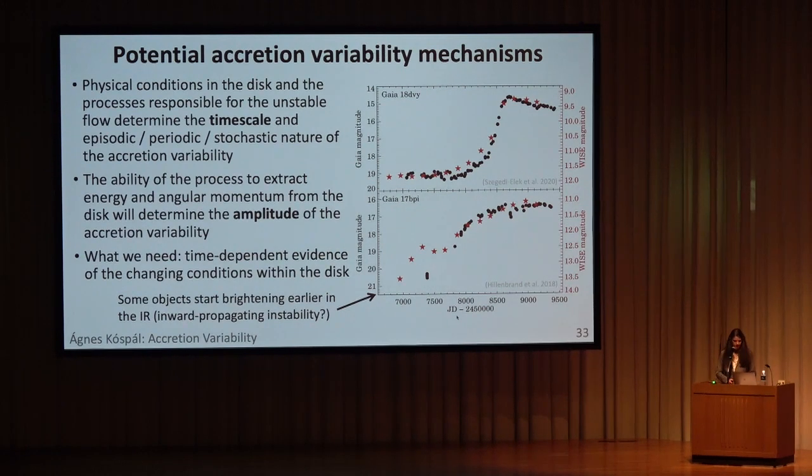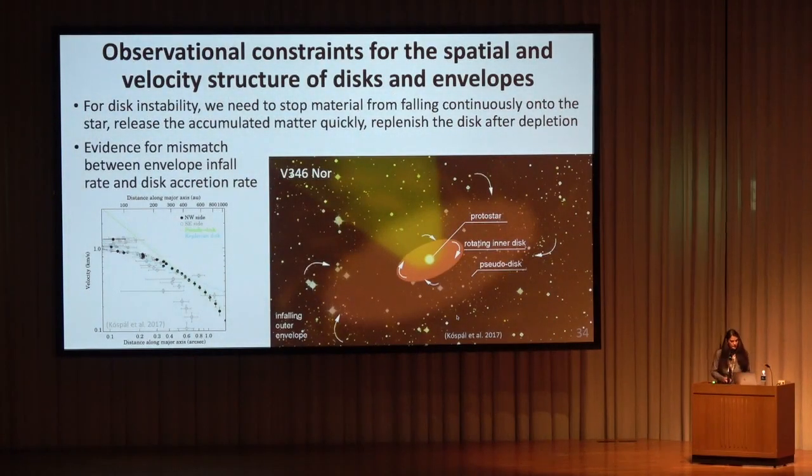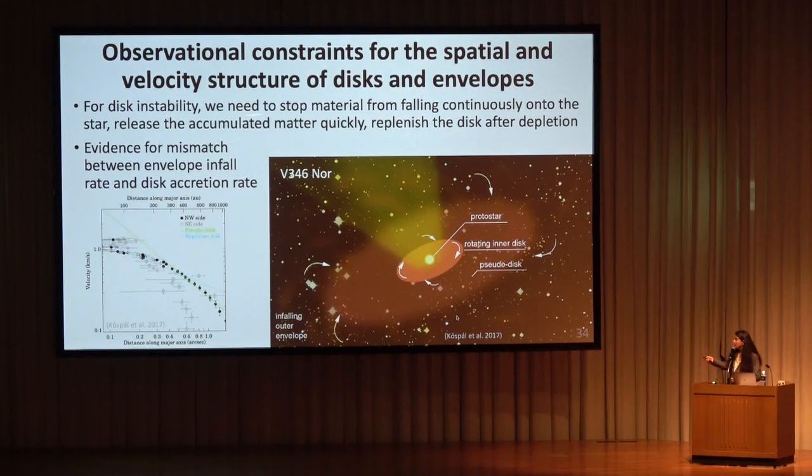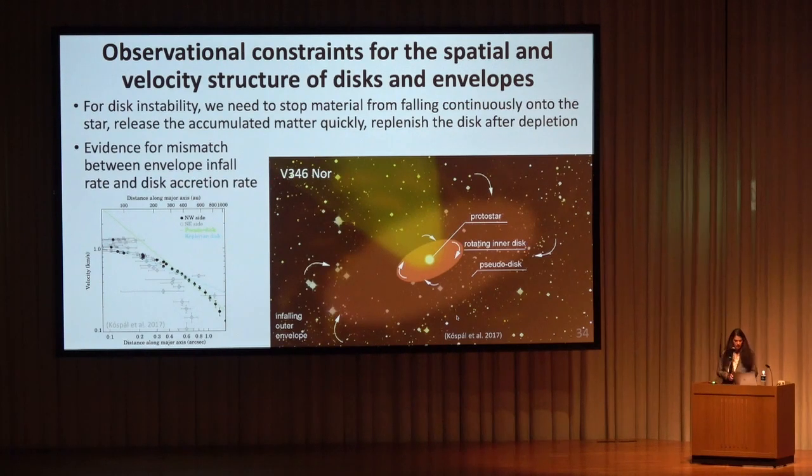And this is where observational constraints for the spatial and velocity structure of disks and envelopes come in handy. For disk instability, for example, you need to stop the material from falling continuously on the star. And then once you accumulated enough material, you need to release it quickly onto the star. And then you need to replenish the disk afterwards so you can repeat it. So this means that you should have a mismatch between the envelope inflow rate and the disk accretion rate.